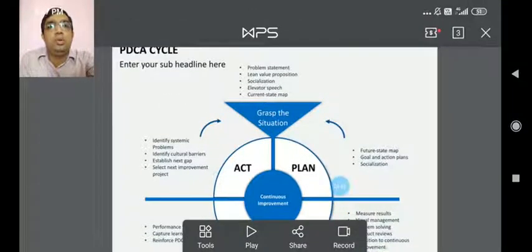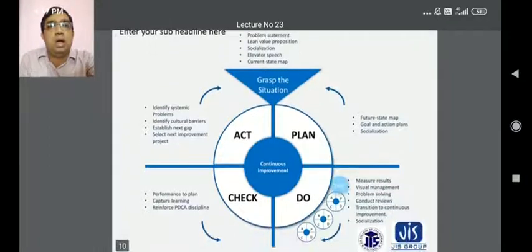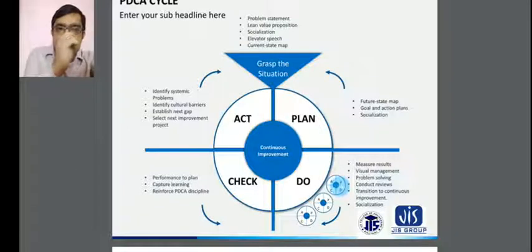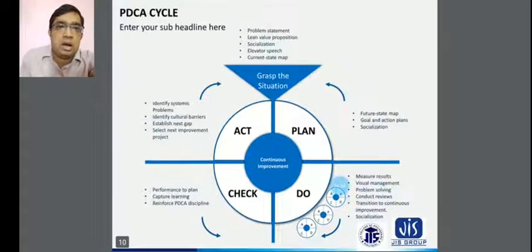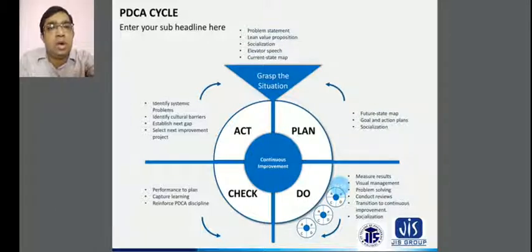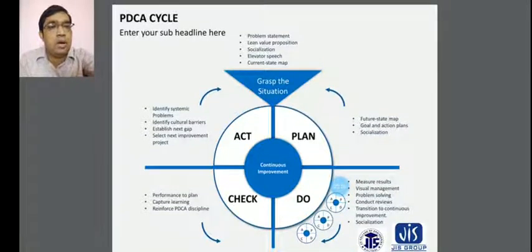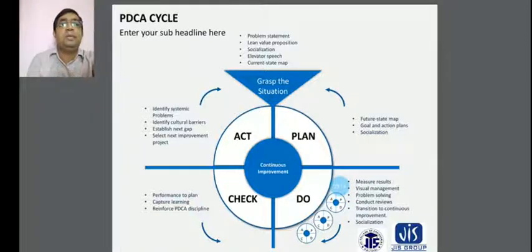Then you have to concern according to this: identify the systematic problem, identify the cultural barriers and the difficulties they cause, establish the next gap, which is the problem, and select the next improvement projects. That is, you have to improve your next project.